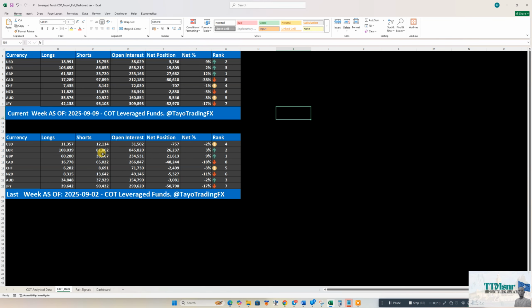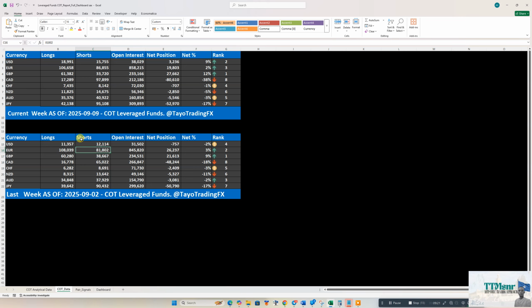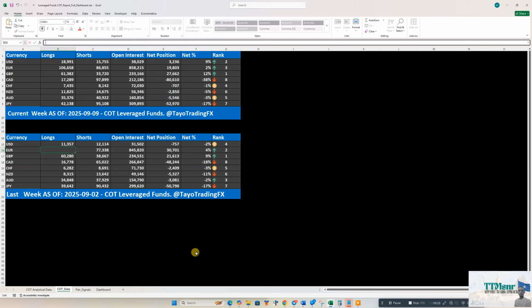All right, so take the open interest, then the short format, the short positions, and also the long positions which will be there.